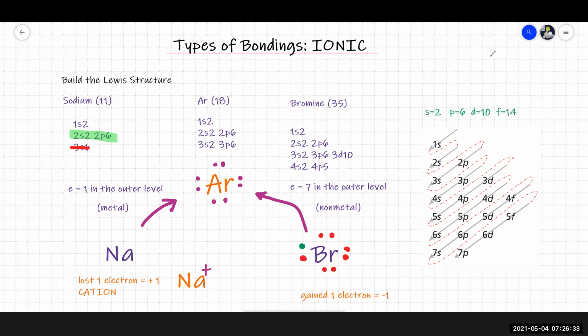Now, take a look in your periodic table. What is the oxidation number for sodium?